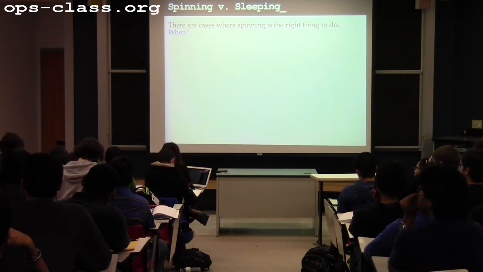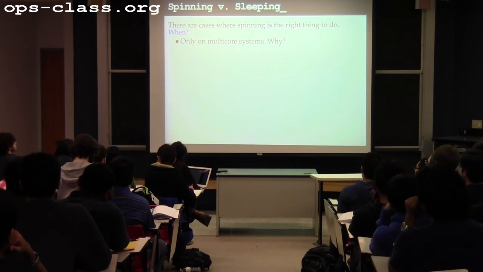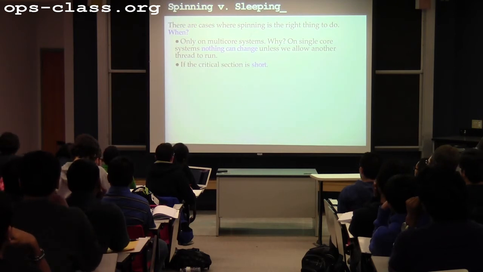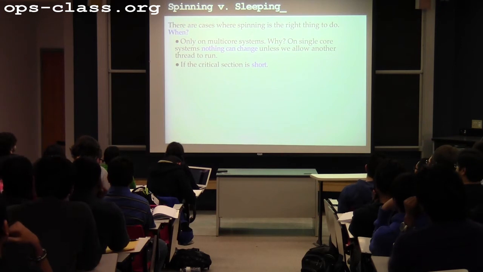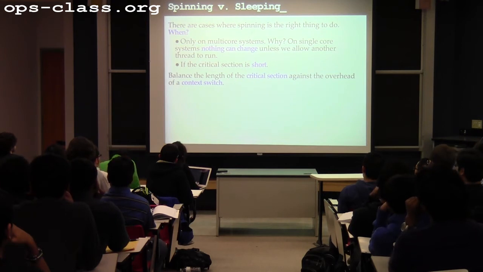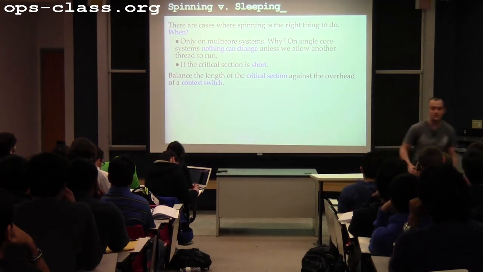So when the critical sections are really short, it's possible that spinning is better, right? And again, only on multi-core systems would you ever do this, because on single-core systems, nothing will change until I allow another thread to run. But if the critical section is short on a multi-core system, there are cases when spinning can be the right approach. And here's another case where I want to make sure that we incorporate this idea that context switches are not free, right? There's an overhead to stopping and restarting execution.